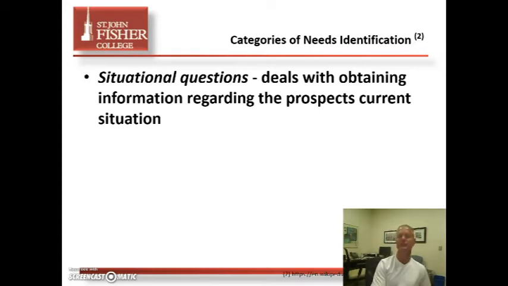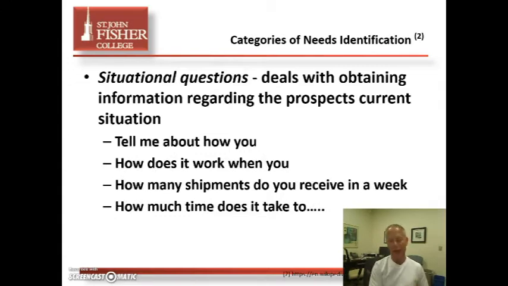Situational questions deal with obtaining information. Tell me about how you. How does it work when you? Can you explain to me how much time does it take to? Is it a lot? Situational questions deal with, again, obtaining information regarding the prospect's current situation and what's going on in their business.